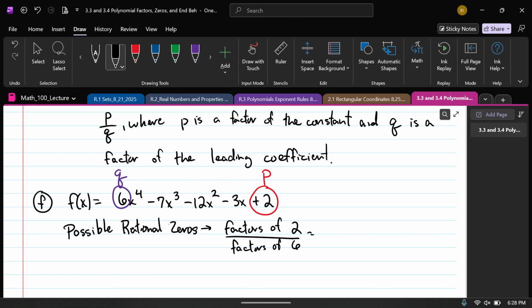So what are the factors of 2? Those are the things that divide into 2 evenly. So the factors of 2 would be 1 and 2. Technically, we need a plus or minus on those because -1 would go into 2 and -2 would go into 2 as well. So put plus or minus in front of them. Now, on the bottom, we want the factors of 6. So we got 1, plus or minus in front of it, 2, 3, and 6.